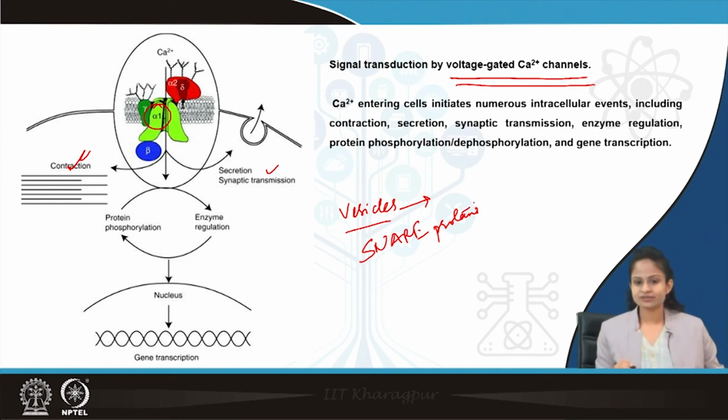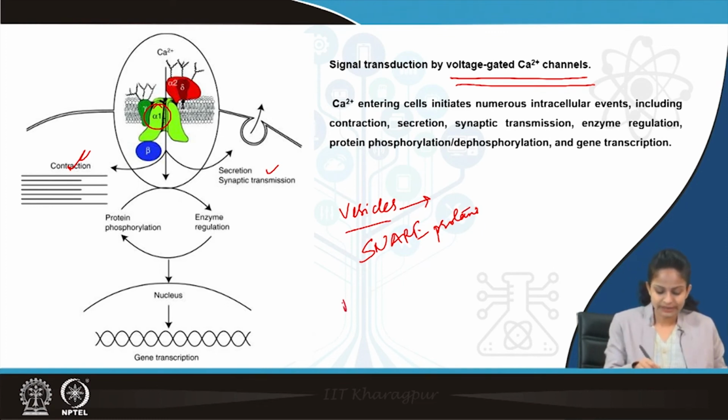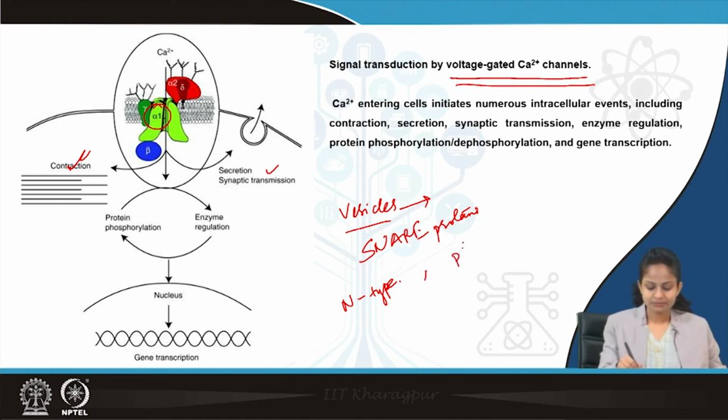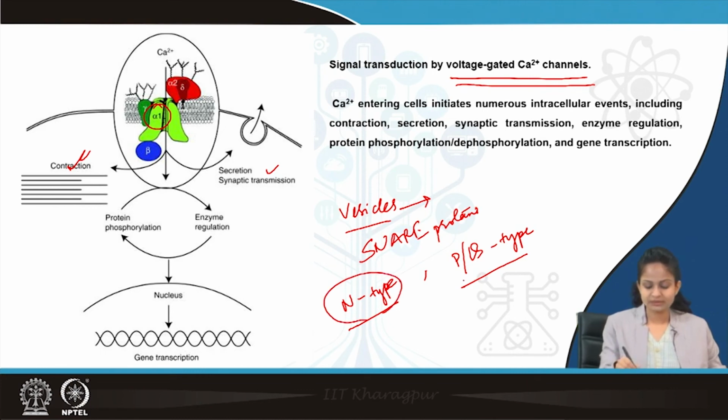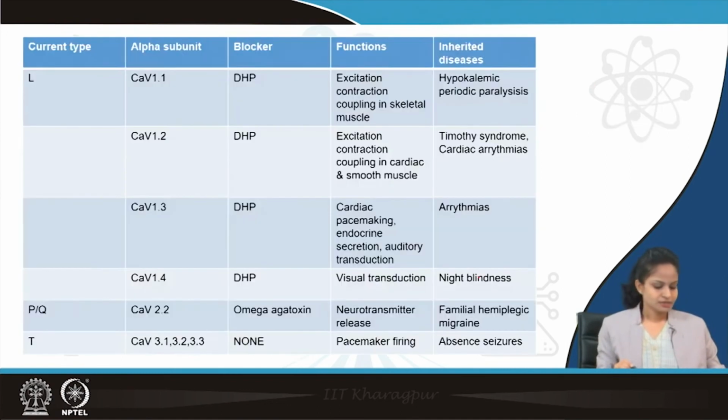So, the SNARE protein interactions, or the neurotransmitter release from the vesicles, is mainly done by N type of calcium channels and P/Q type of calcium channels. It is not done by L or T type; it is done by N type or P/Q type of calcium channels. That means this N type or P/Q type plays a very important role in the synaptic transmission. So, next we will see what are the diseases which are related to the calcium channels.